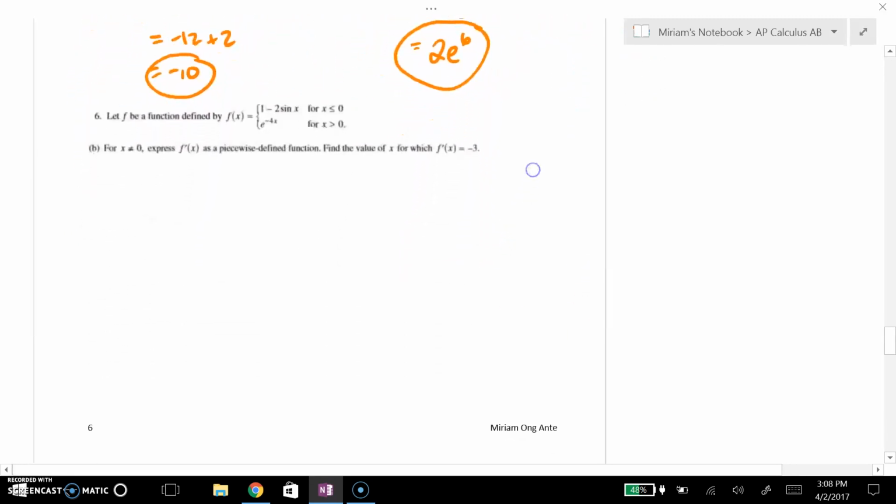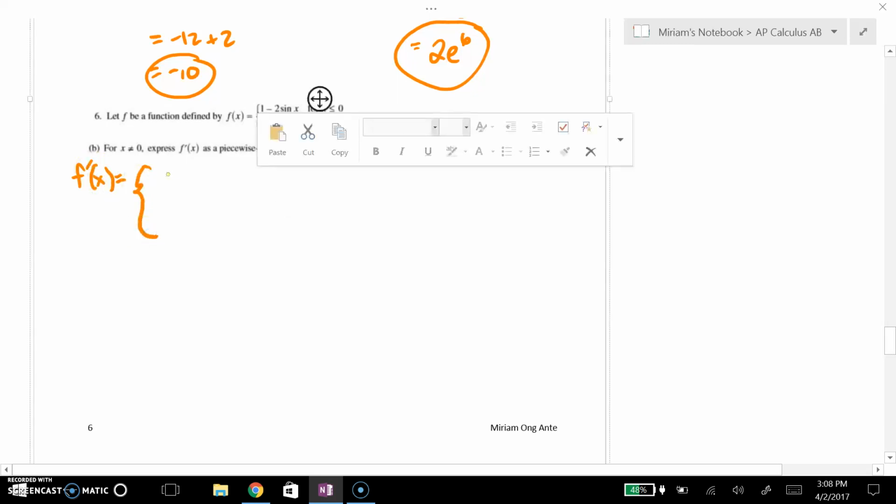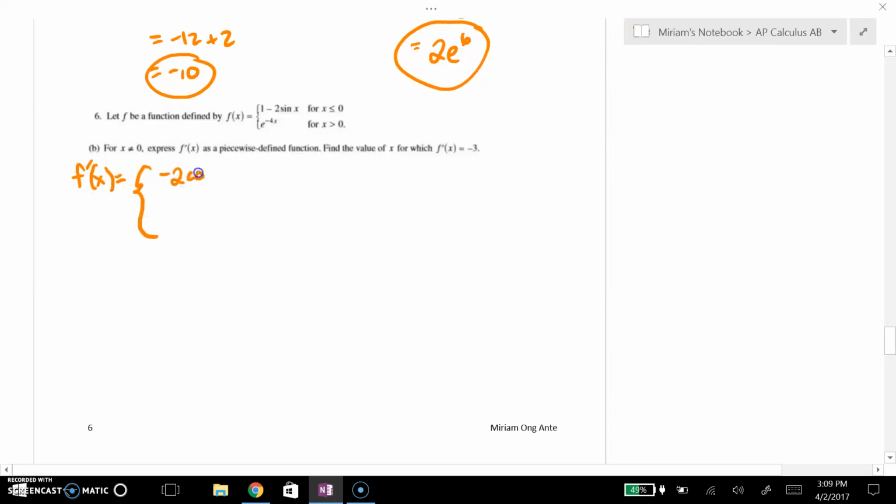Next one, same thing. There's a derivative. You have a piecewise, so start out with getting it. The derivative of 1 minus 2 sine x is -2 cosine of x for x less than or equal to 0. Next one is e to the -4x times -4 for x greater than 0.